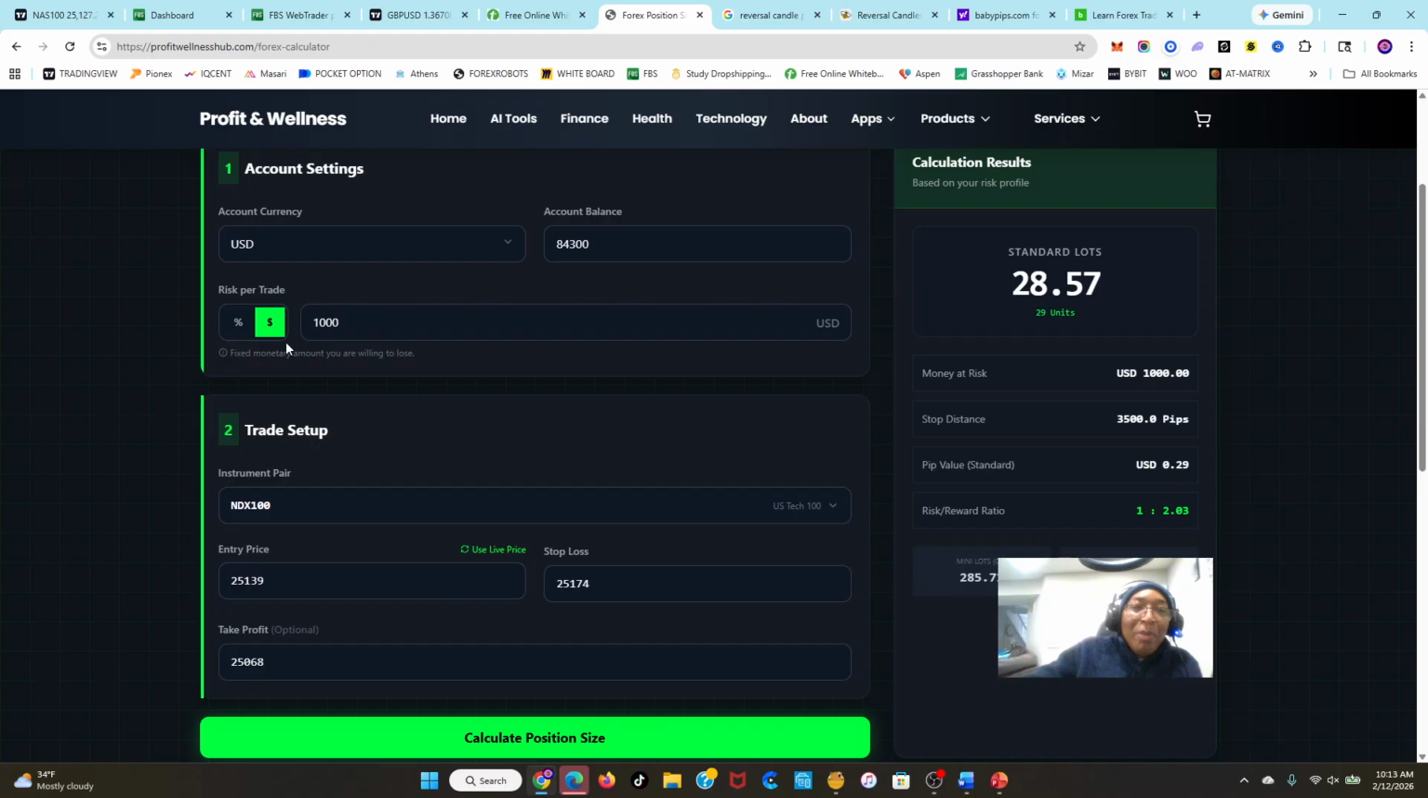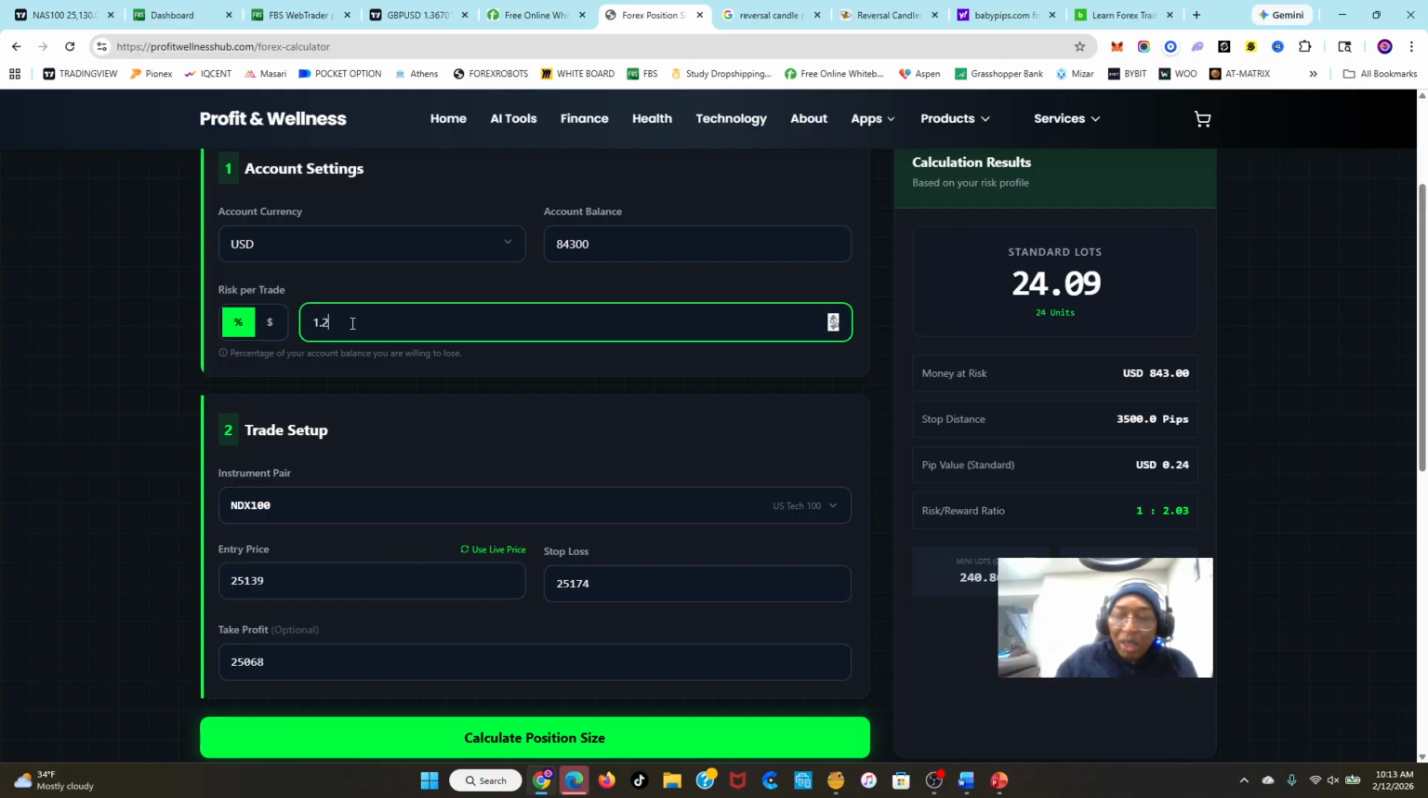Now, we could go by percentages. So let's say we put 1% here. You can see 1% of that account, this is the lot size. So we're just using about 1.2, I think. We are risking about 1.2 of the account. As long as it's between 1 to 2%, you're okay as a beginner, okay? 1 to 2% of the account risk.